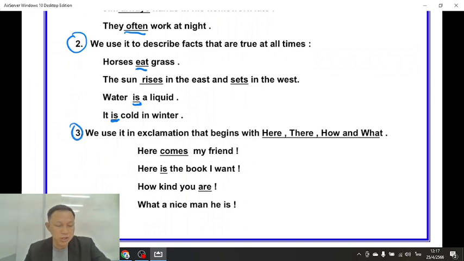3. We use it in exclamations that begin with here, there, how, and what. For example, here comes my friend. Here is the book I want. How kind you are. What a nice man he is.